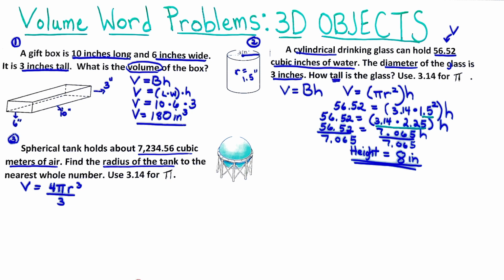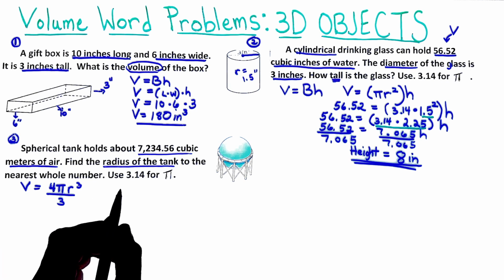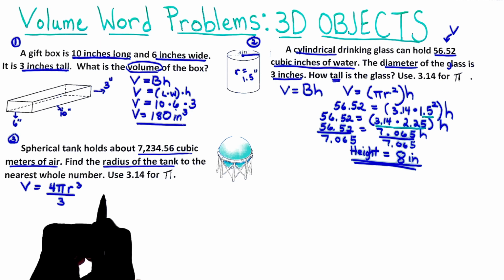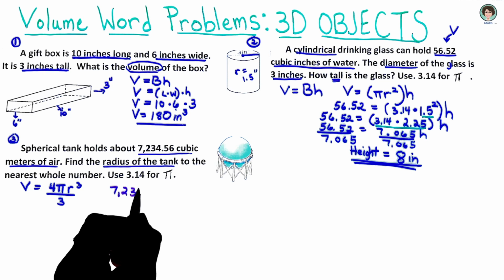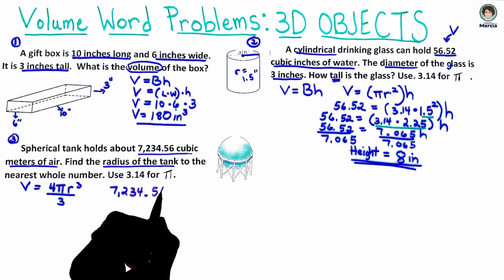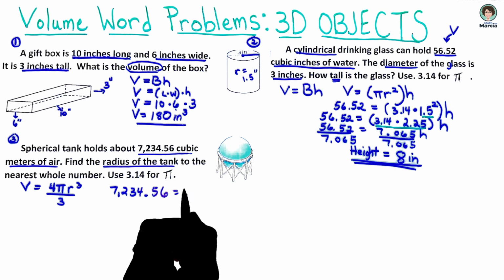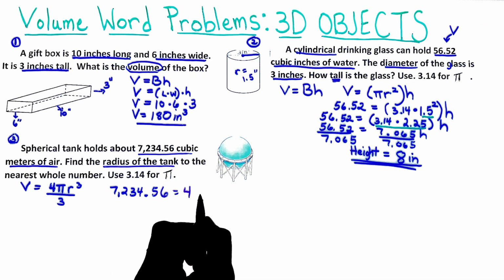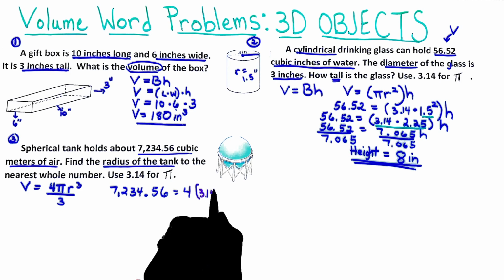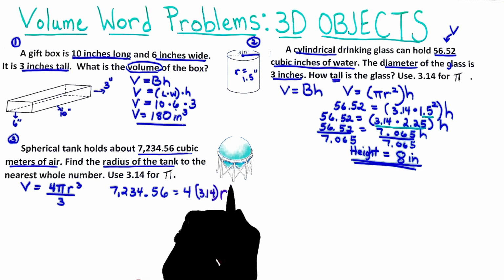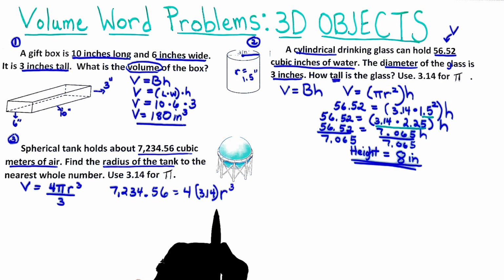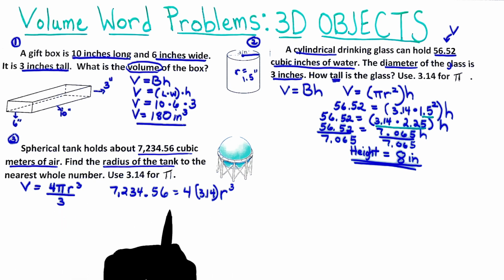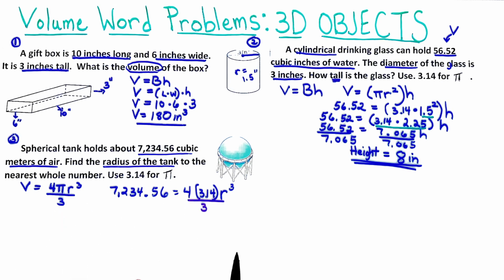All right, well, let's go ahead and we're going to substitute in the values for what we have here. And I'm going to just do it right beside it so that we can make sure we can see everything. So the volume is 7,234.56. And that is going to be equal to 4 times 3.14 for pi, and radius cubed will go ahead and definitely stay there. And then we are going to go ahead and notice with this formula, it is all over 3.